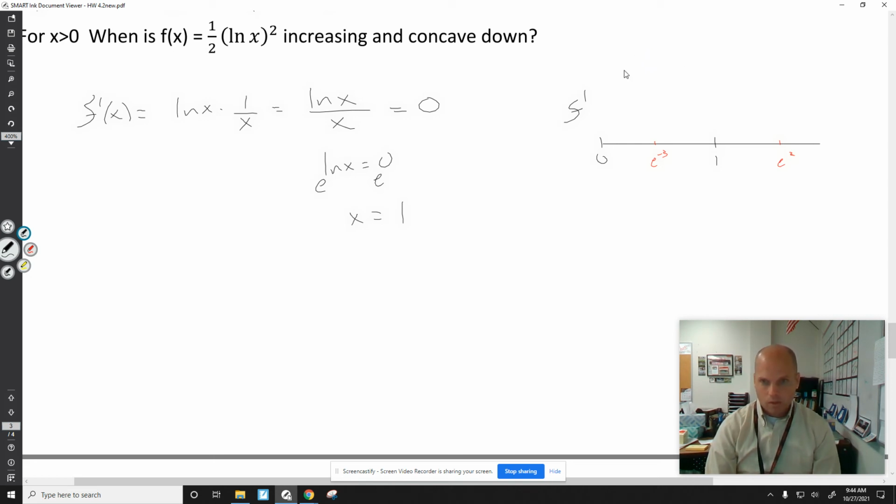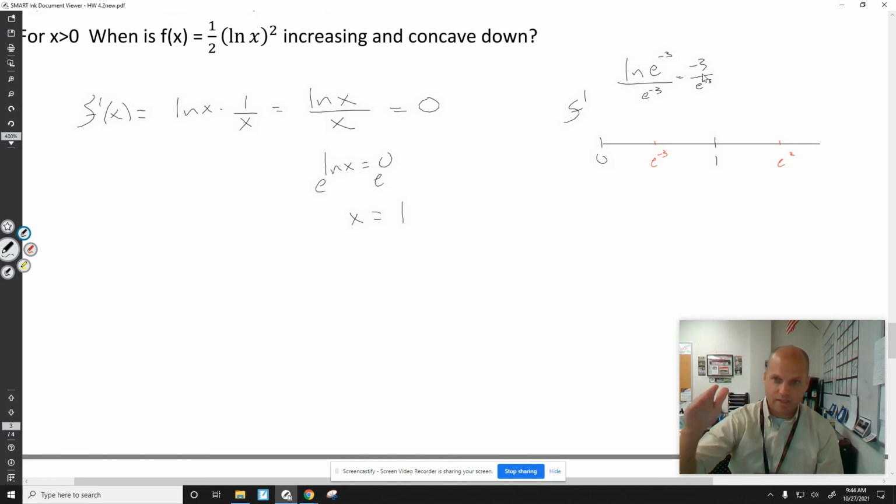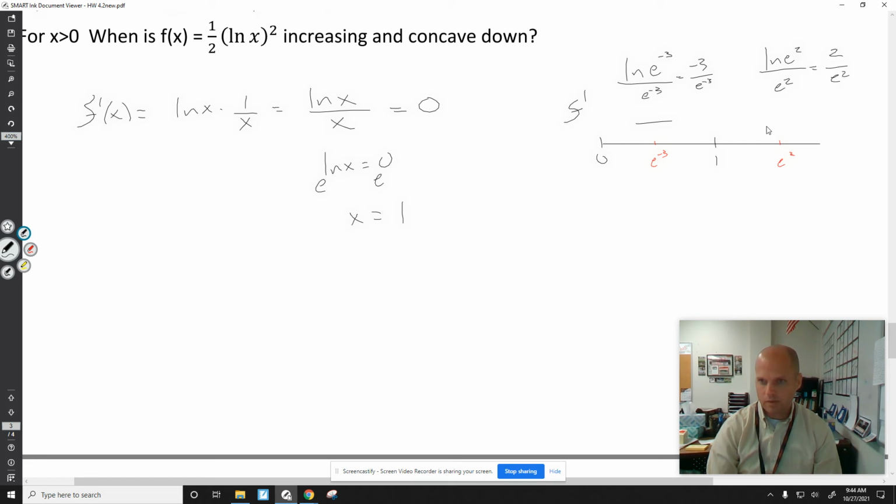Plugging it into log x over x, which is my first derivative, I'd get negative 3 over e to the negative third. E to any power is always positive. This really can be written as negative 3 times e cubed. That's negative because of the negative 3. If I plug in e squared, I get 2 over e squared, obviously positive. All right, so here's when f is increasing.